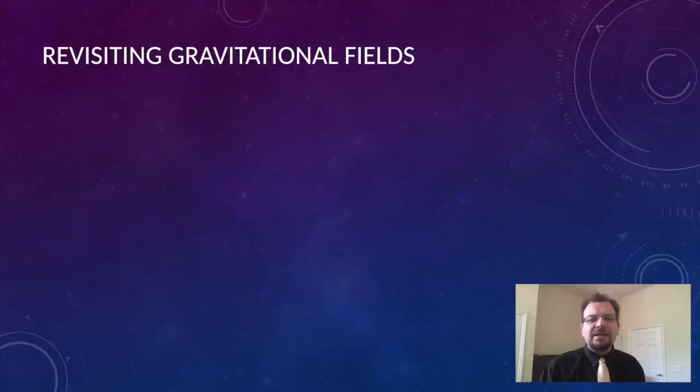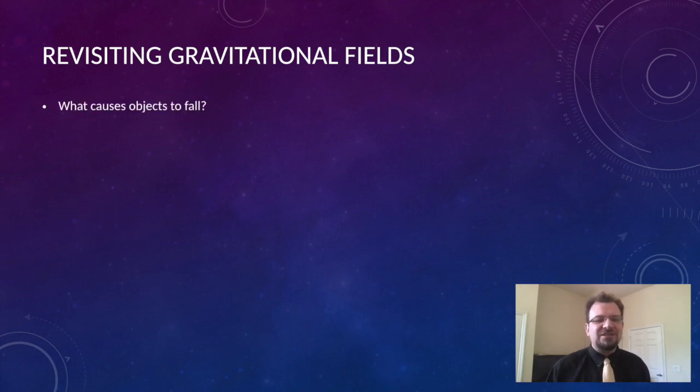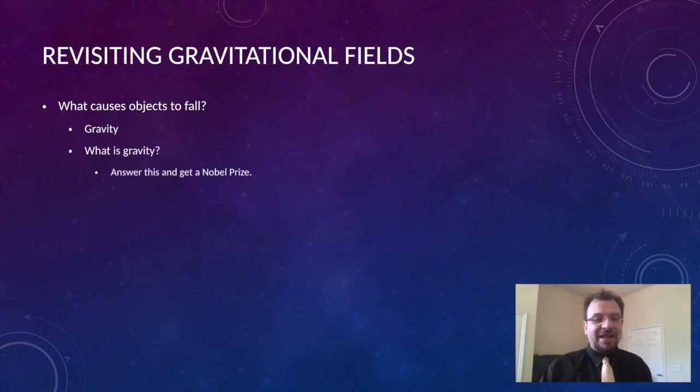So before we get started with electric fields, let's revisit gravitational fields for a moment. What causes objects to fall? The short answer, of course, is gravity. But what is gravity? That is a much, much harder question. So much harder that if you were to answer that, you'd get a Nobel Prize, because we really don't understand how gravity works on the quantum level. However, what we do know is that however that works is going to involve gravitational fields.